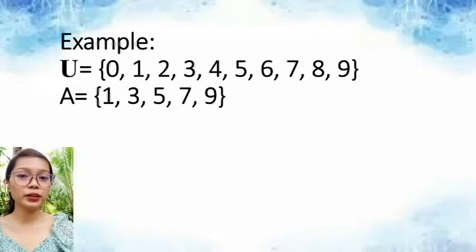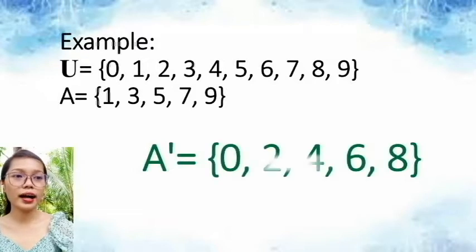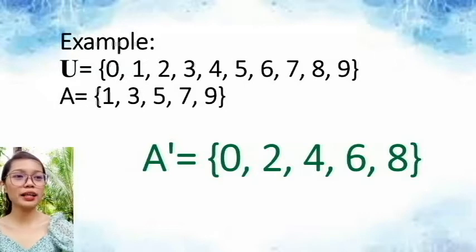Next, we have the universal set from 0 to 9, the digits: 0, 1, 2, 3, 4, 5, 6, 7, 8, 9. Set A has 1, 3, 5, 7, and 9, the odd numbers. So what is A prime or A complement? The numbers in the universal set that are not odd: 0, 2, 4, 6, and 8. Therefore, A prime or A complement is 0, 2, 4, 6, and 8. As easy as that.